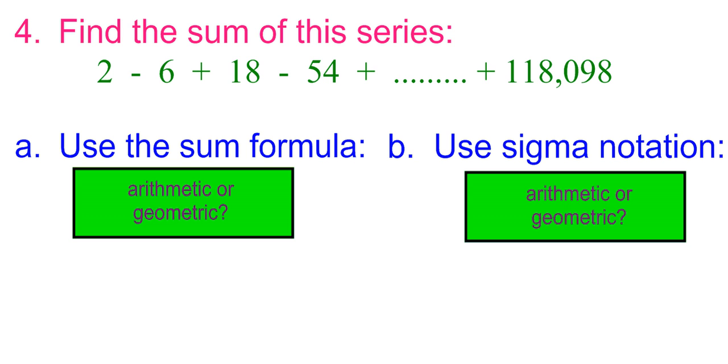When I go to the next one, it says find the sum of this series. So first of all, I have to decide if this sequence or series is arithmetic or geometric. So when I'm looking, I'm seeing that I'm going from a positive number to a negative number, positive 2, negative 6. So I'm going to say it's geometric, and it looks like I'm timesing by negative 3 here. So my R is negative 3.